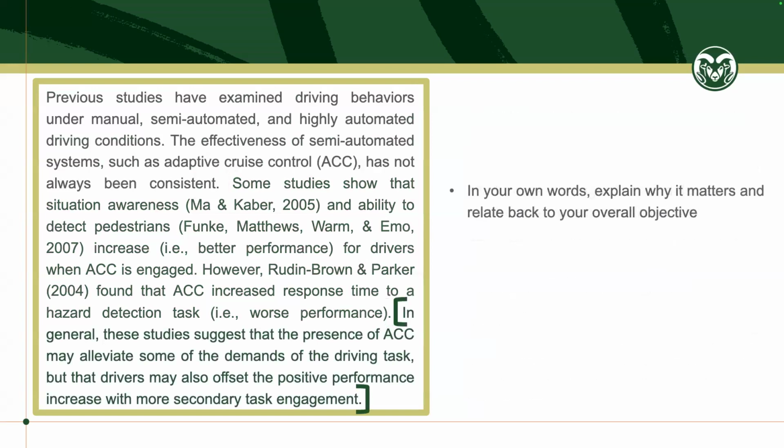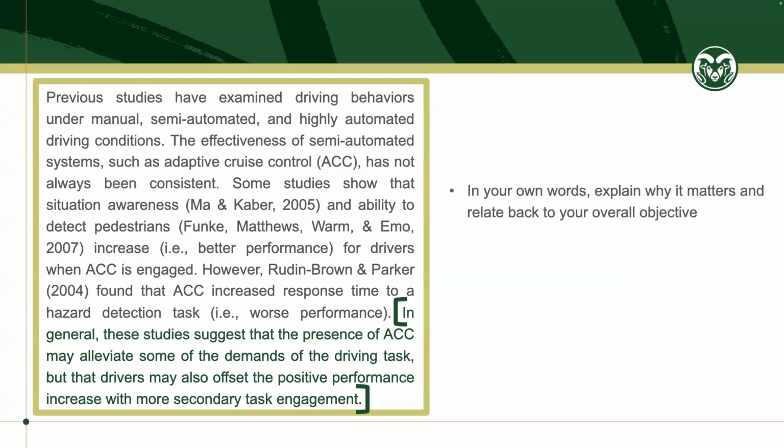And then the last sentence here, again in our own words, explained why it matters and how it relates back to our overall objective. We are saying that, sure, adaptive cruise control is great. It can alleviate some of those demands of the driving task, but it may cause people to offset that positive performance with more secondary task engagement. And so that sets you up for this paper, where we specifically dived into quantifying how much secondary task engagement our drivers did when they were using semi-autonomous technology, and then after it was taken away from them. So you get an idea of how we're starting to carve out how we are answering a gap in the literature.